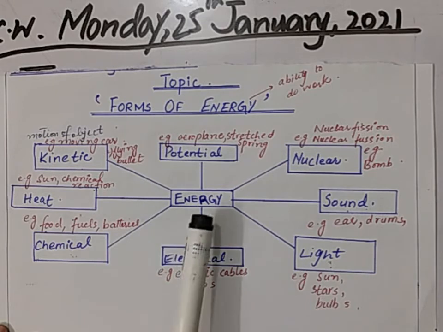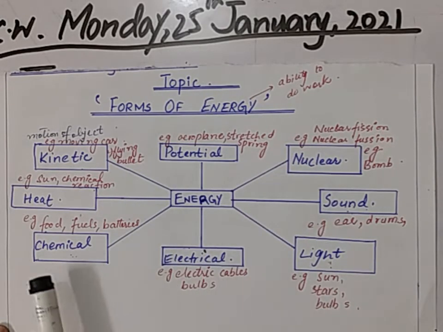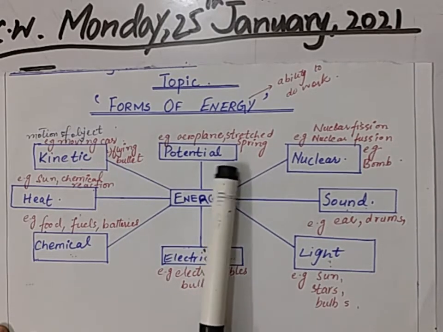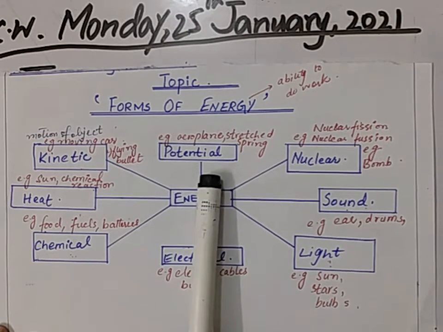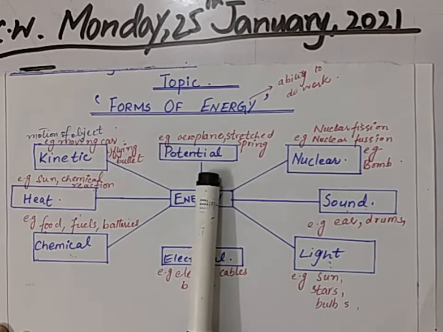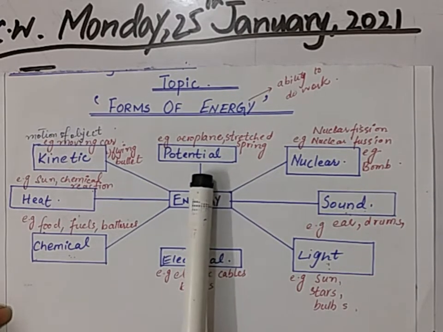Here, these are the forms of energy. Number one is potential energy. What is potential energy? Potential energy is the form of stored energy possessed by an object. We have two types of potential energy: gravitational potential energy and elastic potential energy.